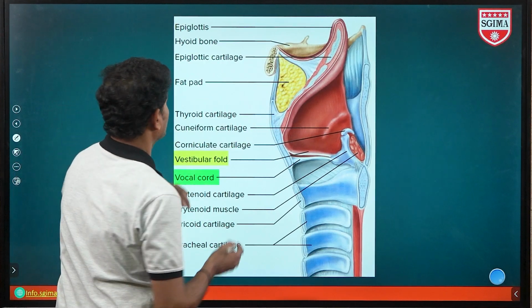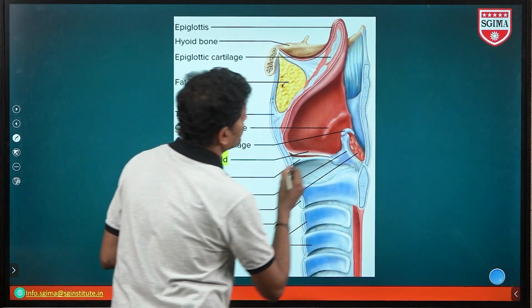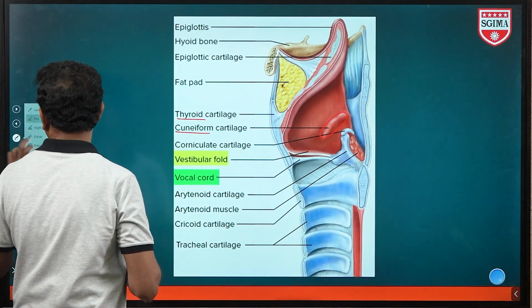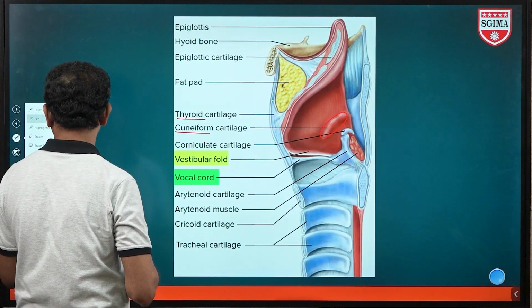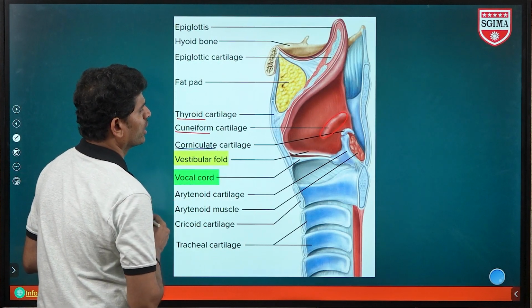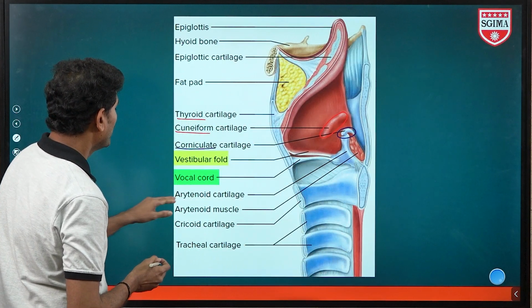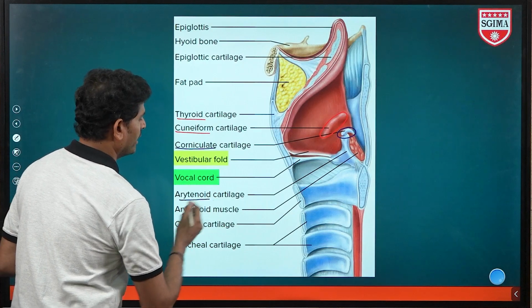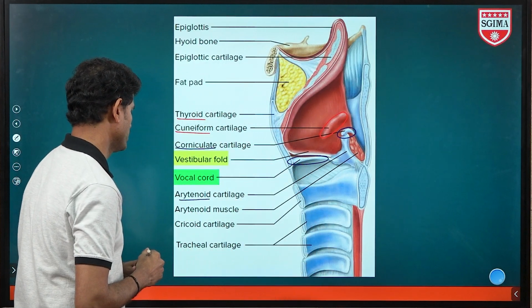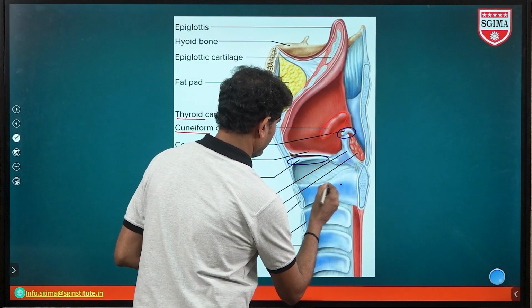So thyroid cartilage, cuneiformis cartilage. So this is cuneiformis cartilage here. And next one is corniculate cartilage. कहाँ है corniculate? So this is a corniculate cartilage. Okay. So and arytenoid cartilage. This is an arytenoid cartilage and cricoid cartilage. So this is a cricoid cartilage.